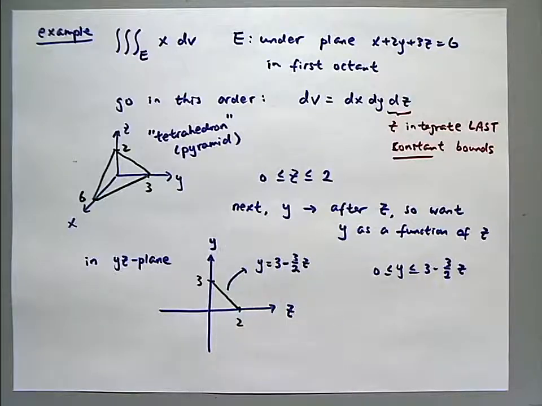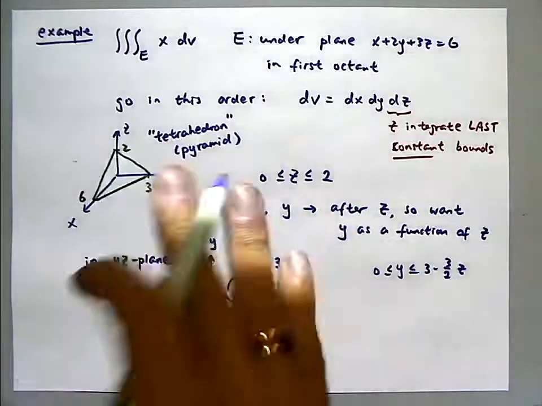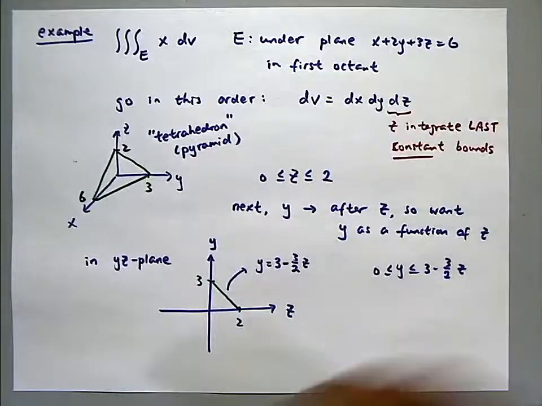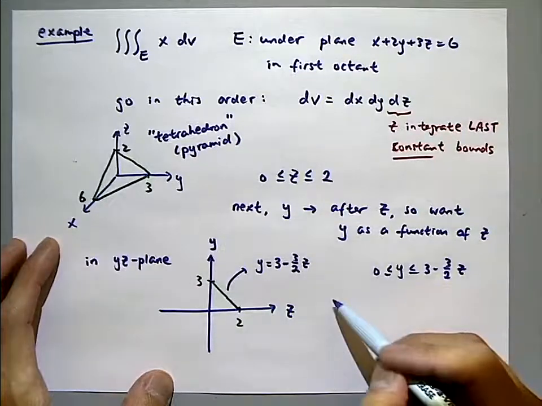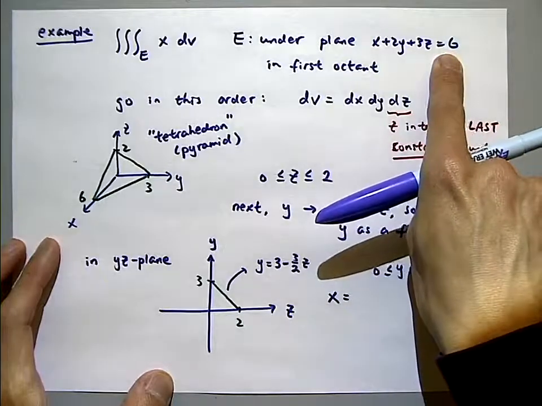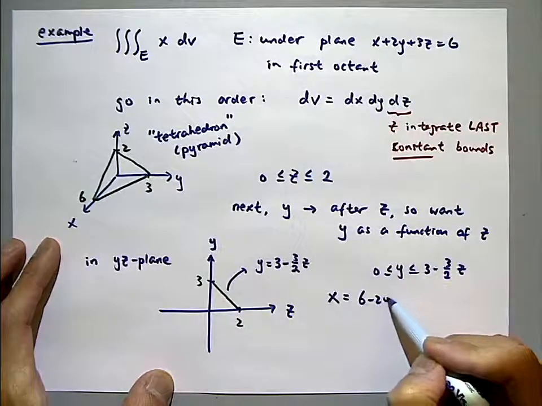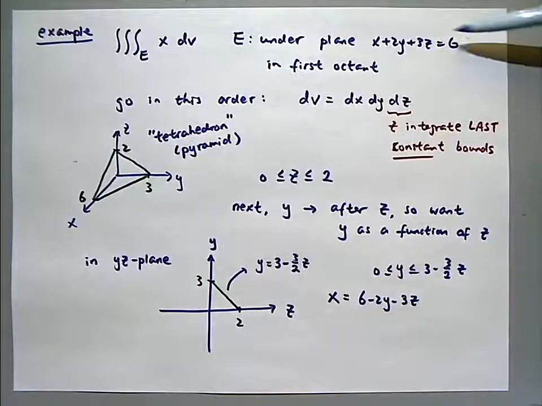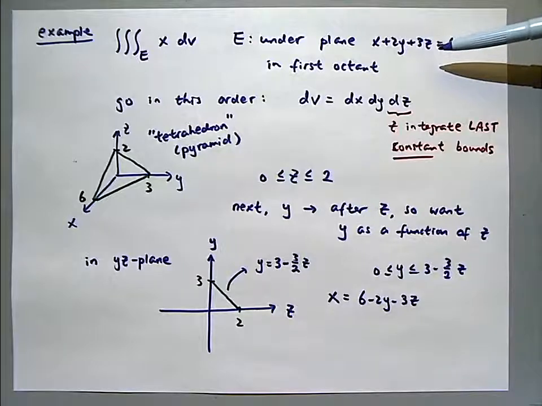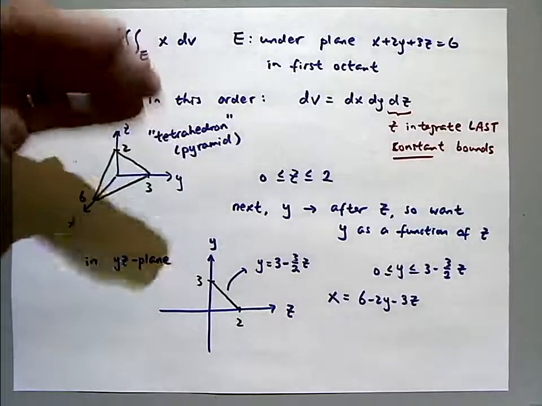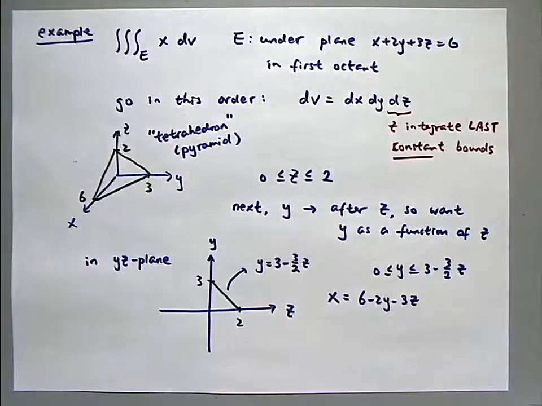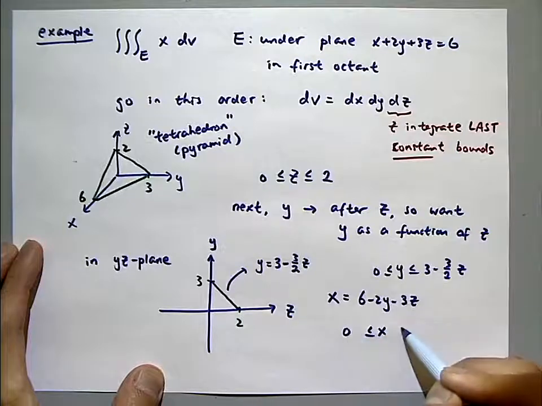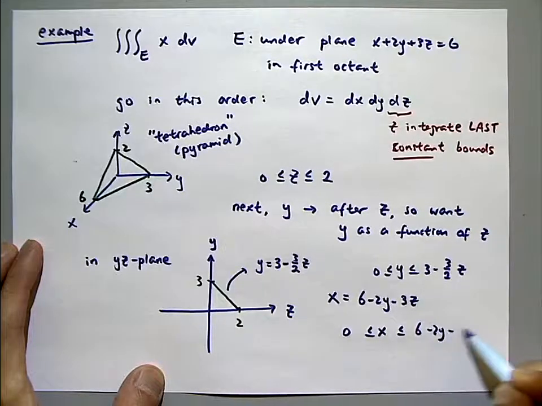All right, so lastly, above this thing or below this thing, it doesn't really matter. There's some kind of x height, right? We need to see how x is dependent upon y and z. Look at the plane equation here. If you solve for x, then you see x is 6 minus 2y minus 3z. And x is anywhere between 0 and whatever x goes out to. So this means that x is going to be between 0 and 6 minus 2y minus 3z.